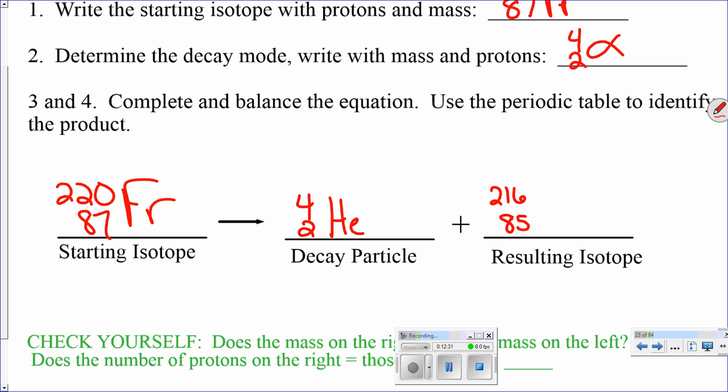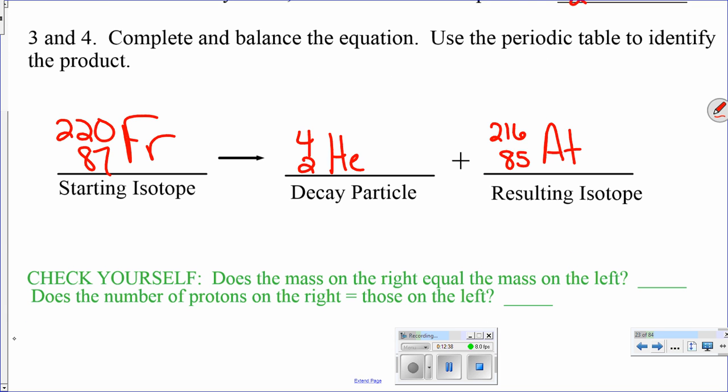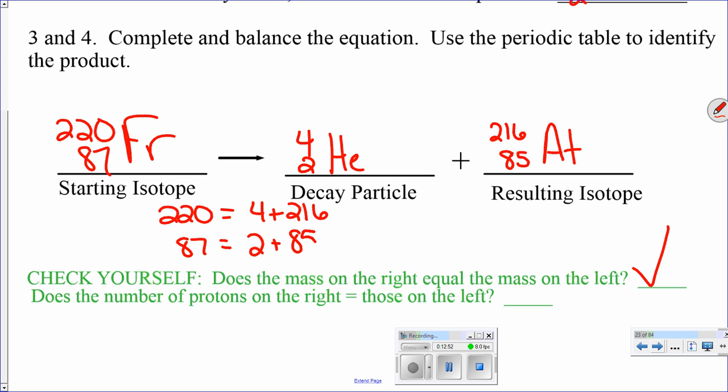We then go back to our periodic table. We look up element 85, and it's astatine. We've got to check ourselves before we wreck ourselves. So we should have on top 220 equals 4 plus 216. Those should balance out. They do. On the bottom, 87 equals 2 plus 85. They do. Not balancing your equations is bad for your health.